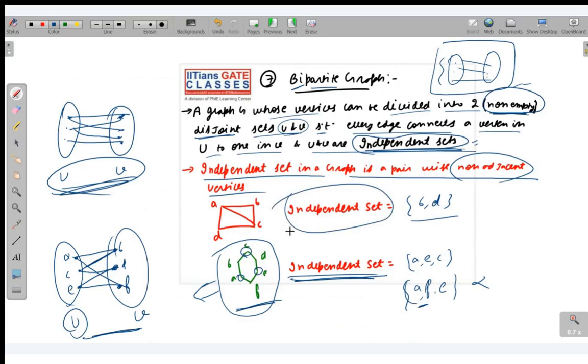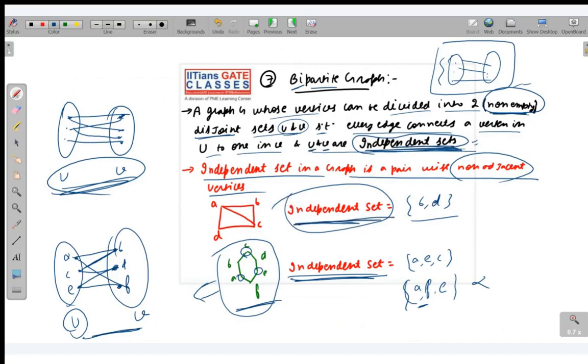BD is independent. I got confusion with that, and U and V are independent sets in the bipartite definition. So U and V are independent sets. U is independent and V is also independent. Both should be independent sets. That is the scenario. So here I have explained what exactly an independent set means.